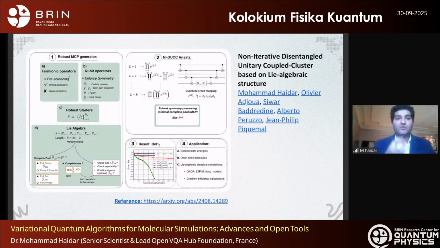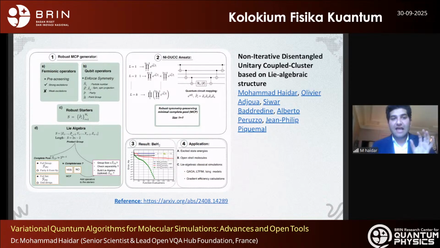But on top of that, we enforce symmetry on the excitations because we want to smooth the wave function at the beginning to have faster convergence and arrive at the minimum solution faster. We call them robust starters, and these are built from starters of Pauli terms. So you don't need to work with fermionic operators anymore. You only work with the Lie algebra of the starter of 2n minus 2 complete operators.